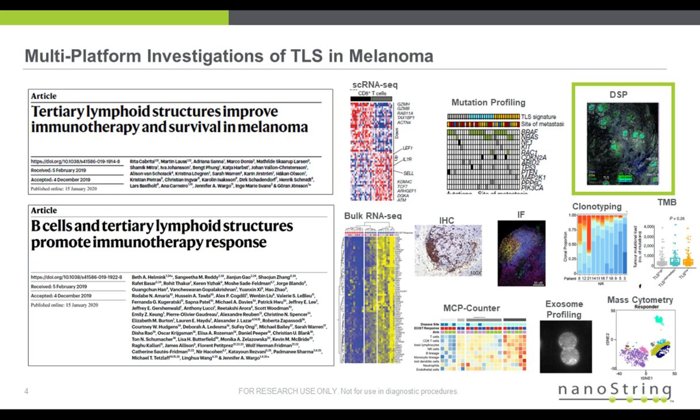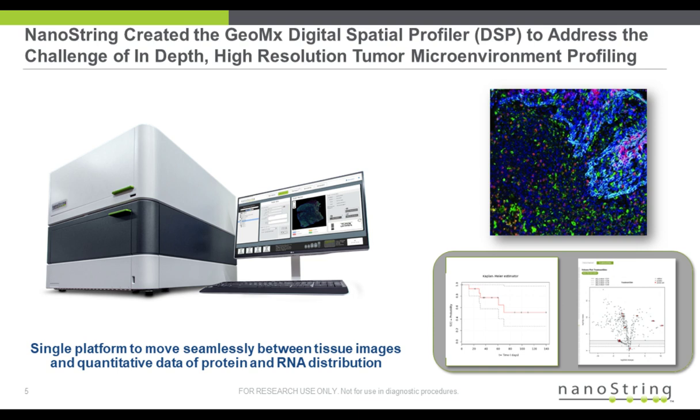You can see on the right side of the slide, I've illustrated just some of the technologies that were employed in this characterization. The one we're going to be focusing on today is in the upper right-hand corner, called DSP, Digital Spatial Profiling. What is DSP? DSP is a platform that was invented at NanoString and is now commercially available. It is a system that we call the GeoMx Platform, and it is an instrument which enables spatially resolved molecular characterization of tissue samples using FFPE as a starting material.